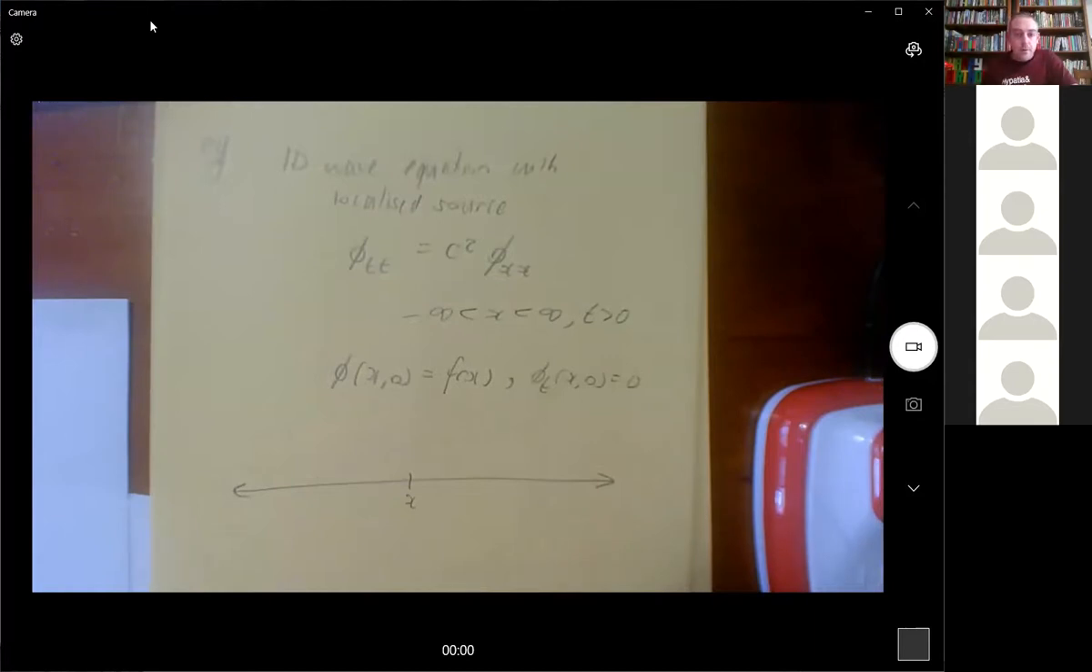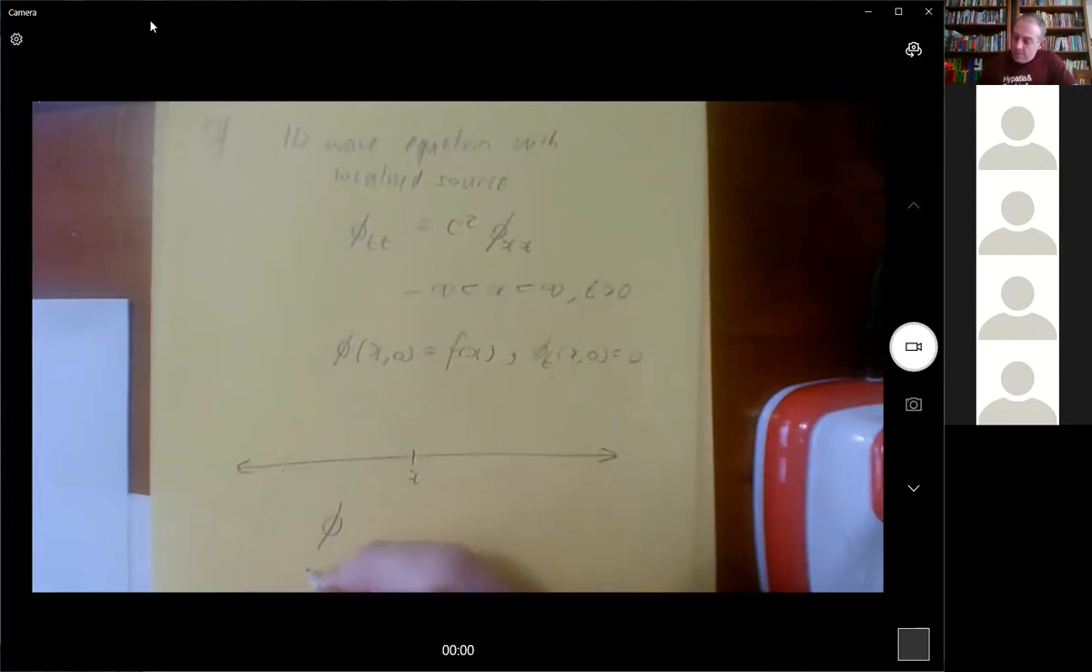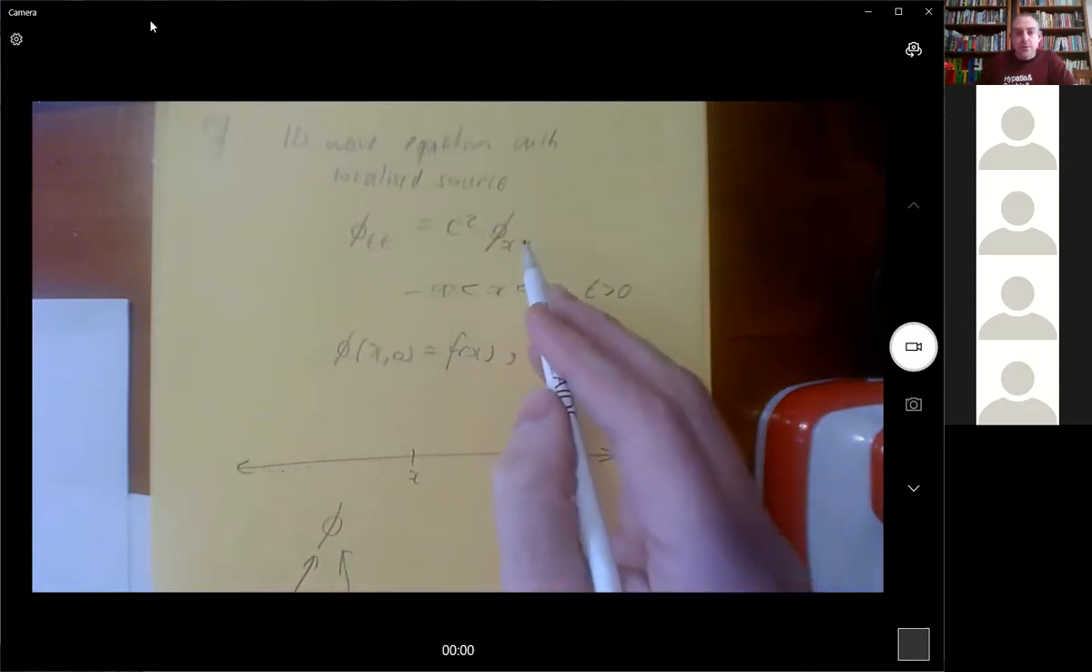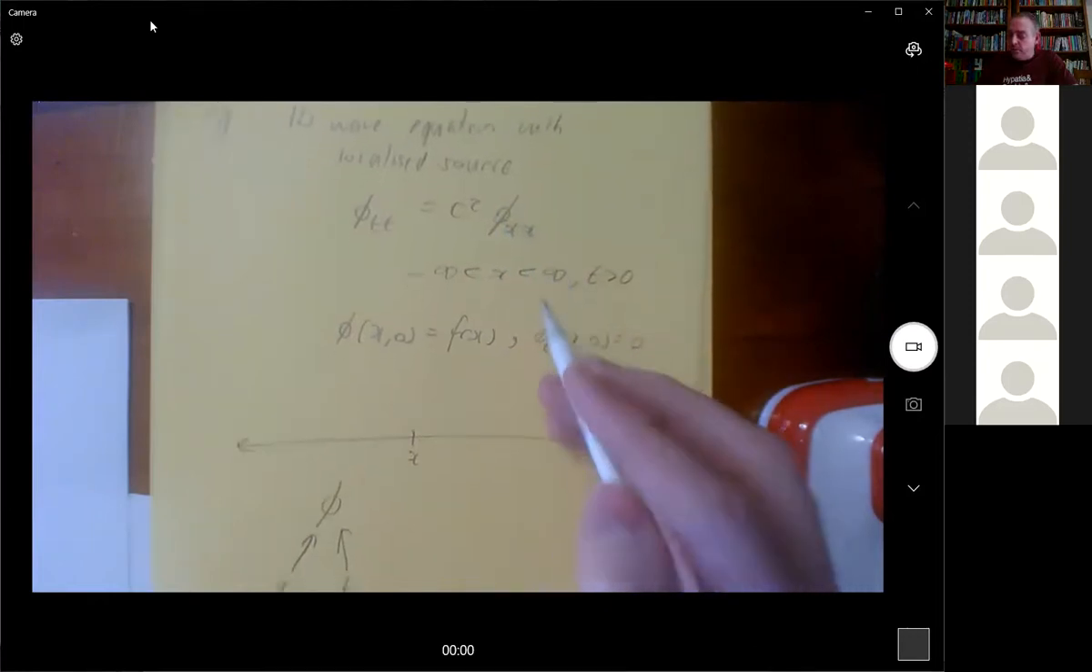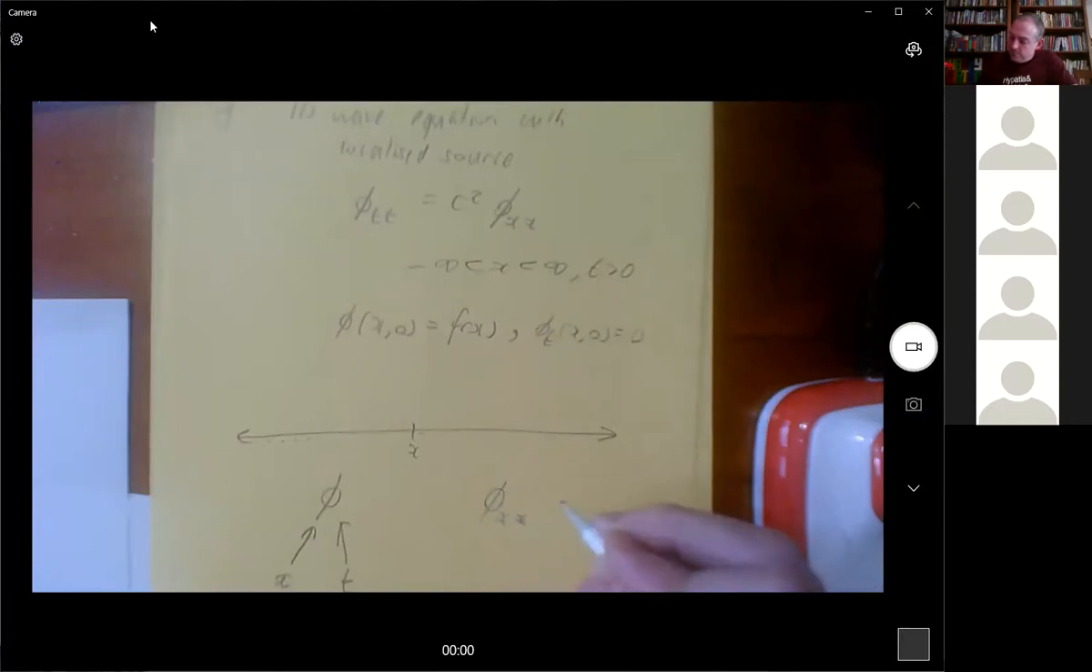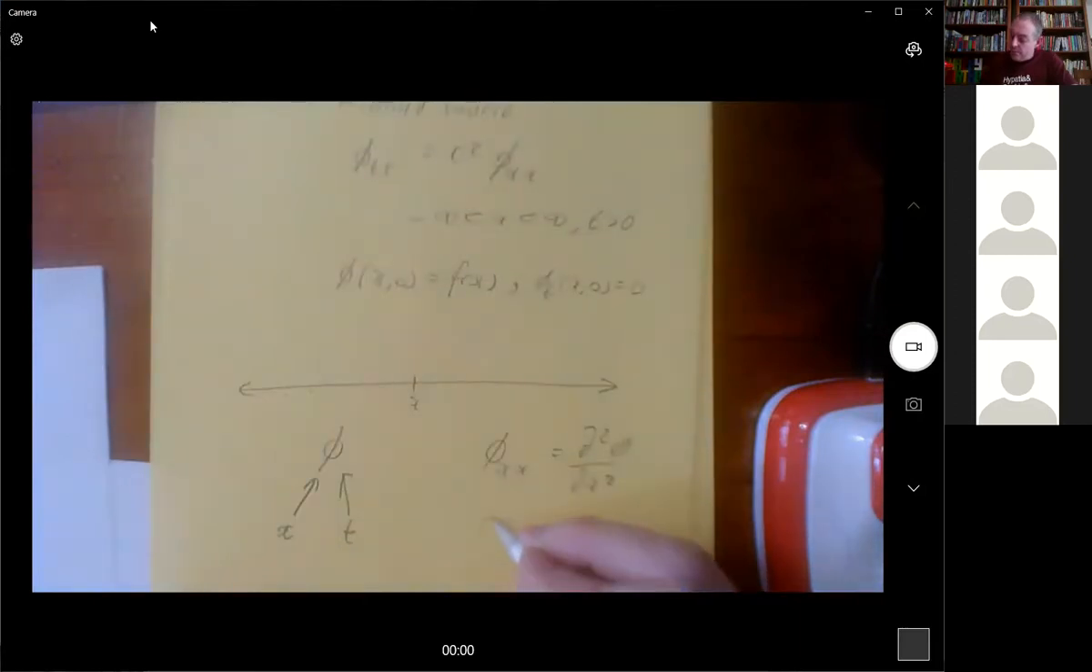And then phi is some function that has a value at every x and at every time. And it must be a function of both x and t because I can differentiate it with respect to x. That's what the phi xx means. It's short for the second derivative with respect to x. And phi tt is the second derivative with respect to time. Okay.